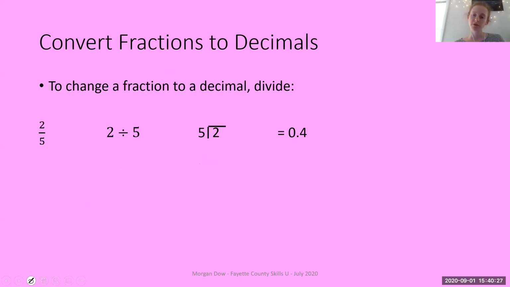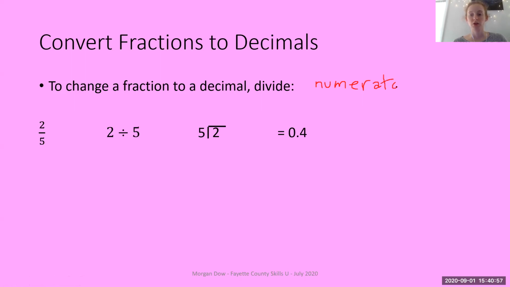So we have a fraction. How do we change or convert it to a decimal number? To change a fraction to a decimal, we just divide. So it's the numerator divided by the denominator. And I've got the example on the screen here of 2/5.